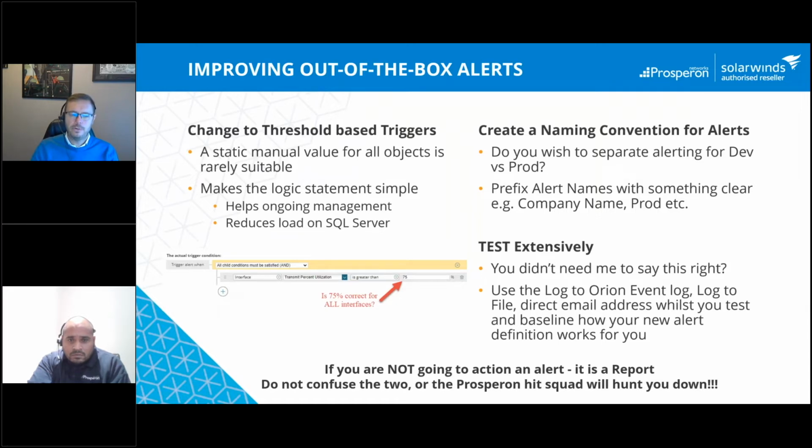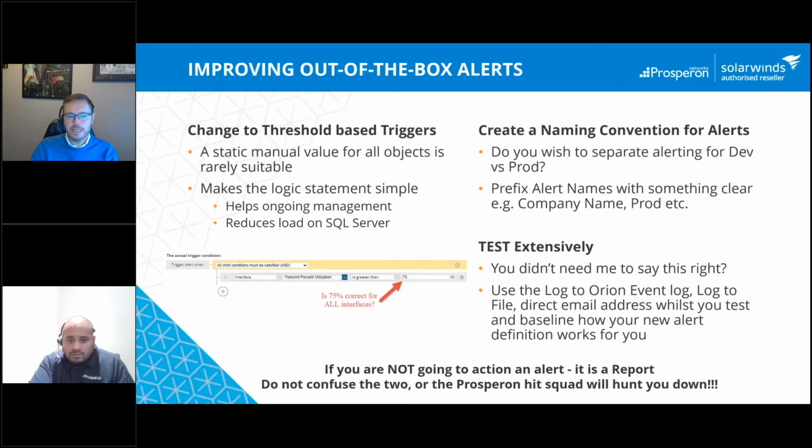Change those from hard numbers. You can see the default one here for transmit utilization is 75%. Well, that's it. Every single interface that you've got populated, of which you may have thousands and tens of thousands for some customers, if it goes over 75% for one poll, out of the box, it's going to alert. You don't want that. You want to have control over that.